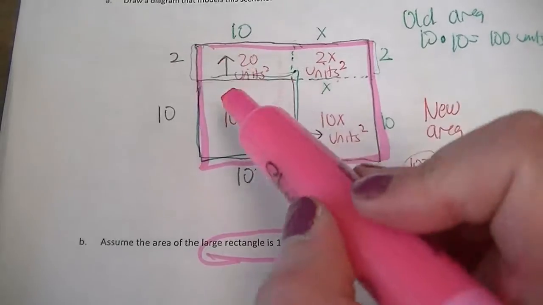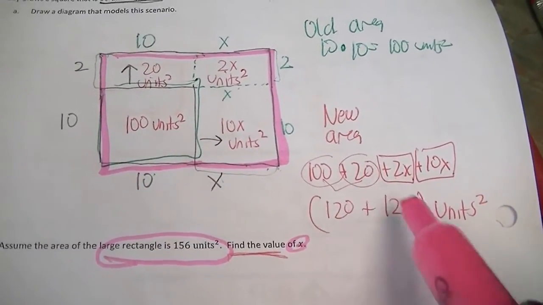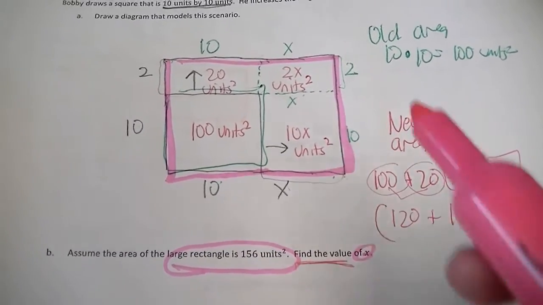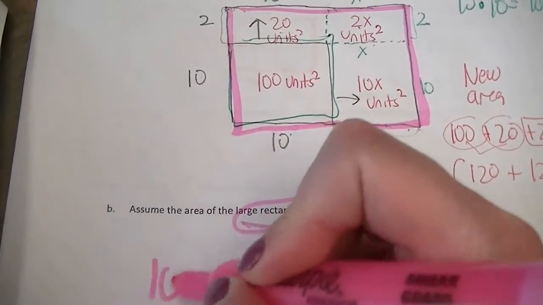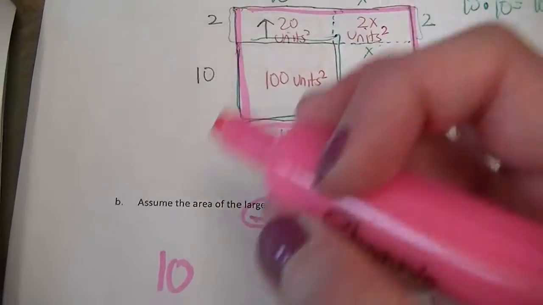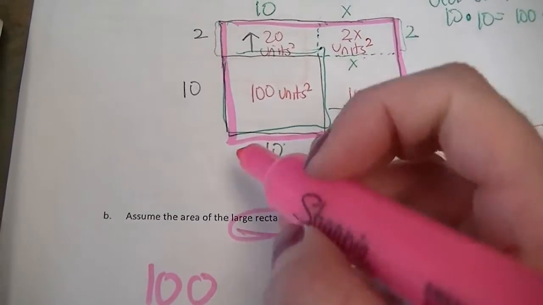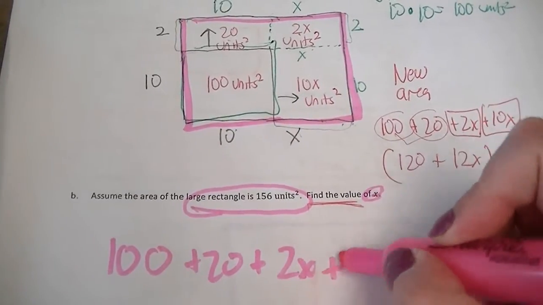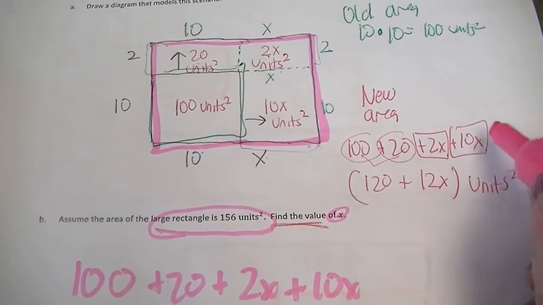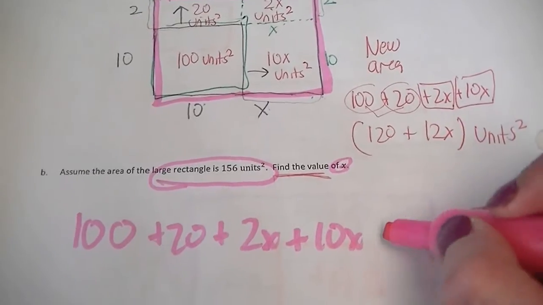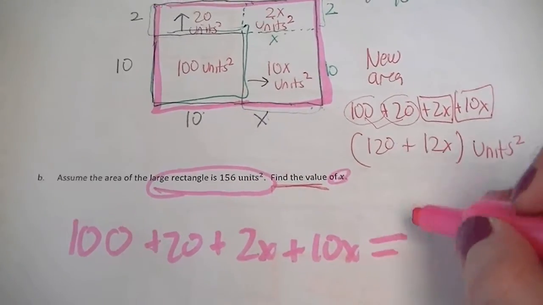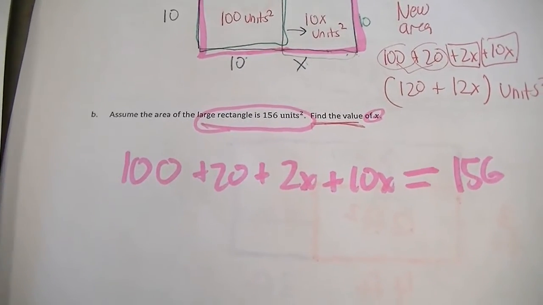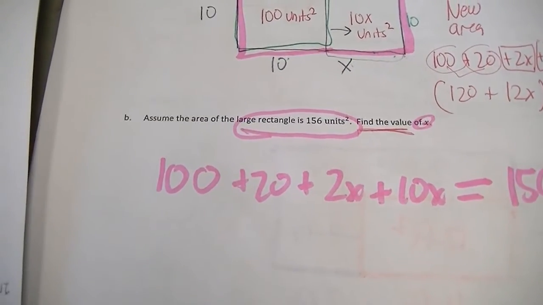So to figure that out, to get that new area, we gotta set it equal to 156. So let me go ahead and demonstrate that, okay? So when we add these little areas together to get the full area of the whole entire thing, it should equal 156. So 100 plus 20 plus 2x plus 10x. That's where we stopped before because we didn't know what the area would equal. But now we know, so I can add the equal sign and say, hey, it's 156 units squared. So from there, now you can solve for x. Well, kind of. You got to simplify it first, okay?